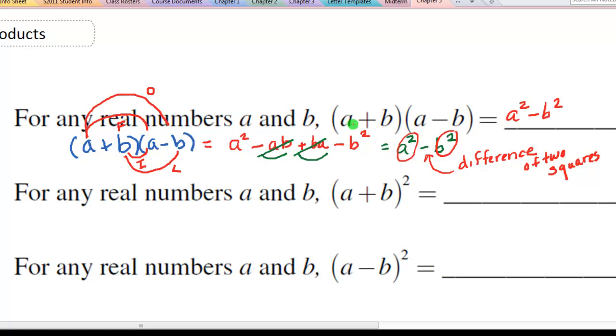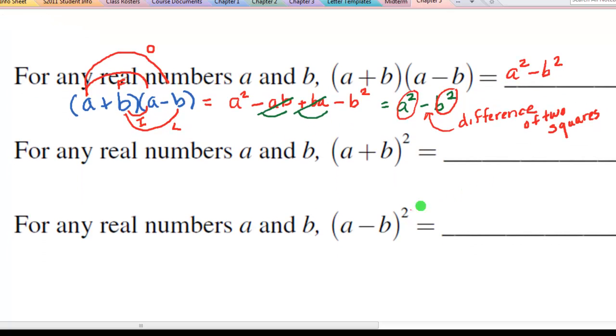So again, in your notes, a plus b times a minus b. Notice the binomials have the same numbers. Remember, these a's and b's represent numbers, but with different signs, one positive, one negative. And when you FOIL those out, the middle terms cancel. So you're left with these two terms, and they're both squares, so difference of two squares. Okay, let's look at the next special product.